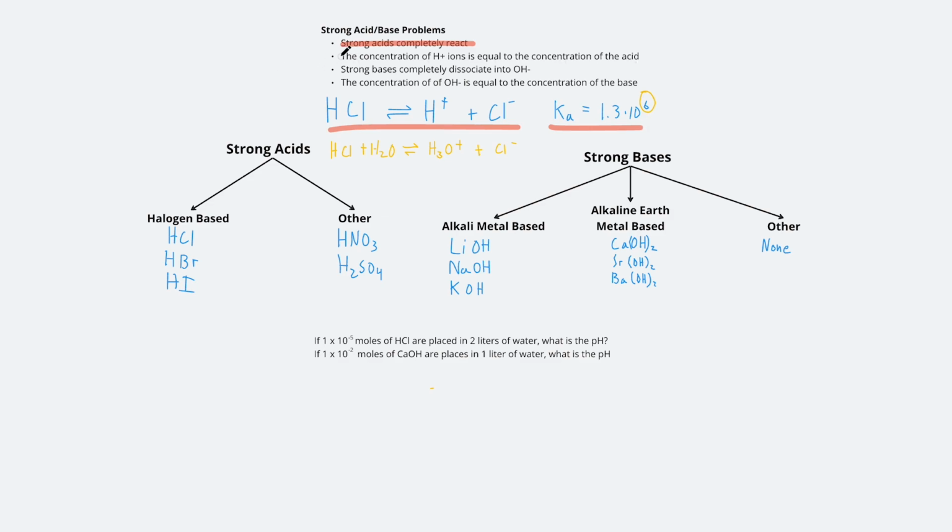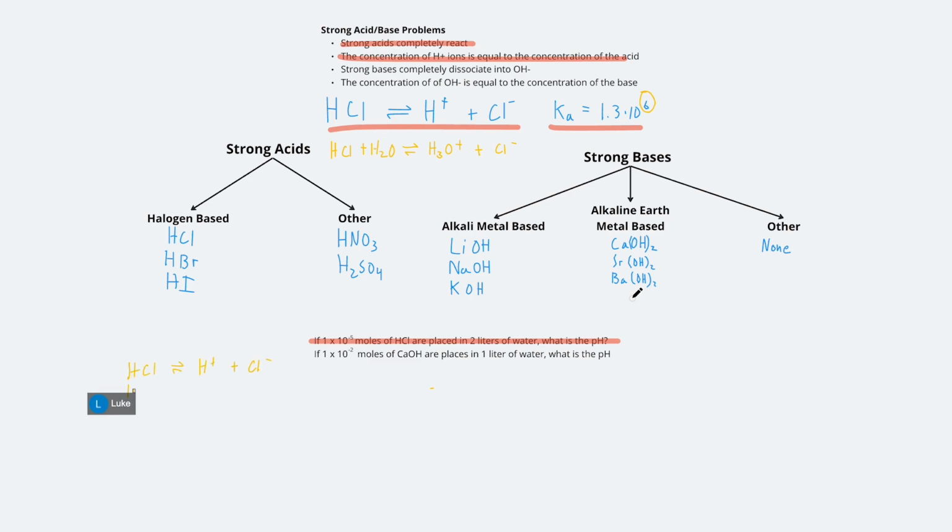So the concentration of the H plus ions is just going to be equal to the concentration of the acid that we put into the solution in the first place. So let's look at this strong acid problem down here where we have 1 times 10 to the negative 5 moles of HCl placed in 2 liters of water. You don't need to go through this process every time, but I just want to be clear on exactly what the thinking is. So starting on the left, just write your reaction.